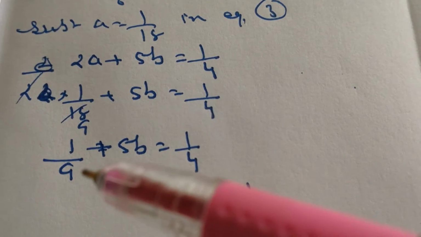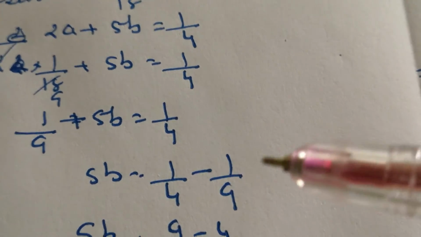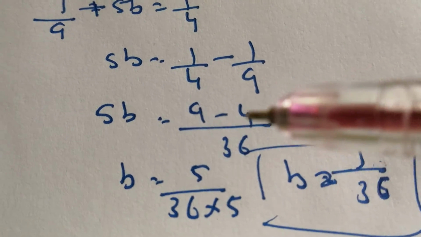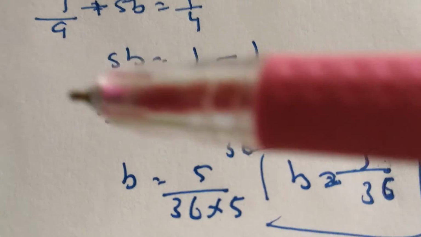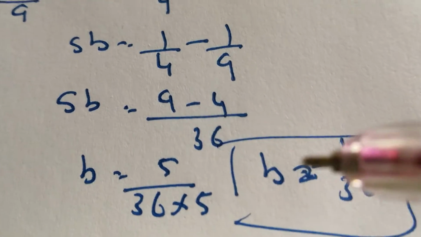Now taking this 1 upon 9 on the right hand side, it becomes 1 upon 4 minus 1 upon 9. By taking LCM, I am going to get 5 upon 36. So 5b, I am taking this 5 as division, 5 gets cancelled. So b is equal to 1 upon 36.